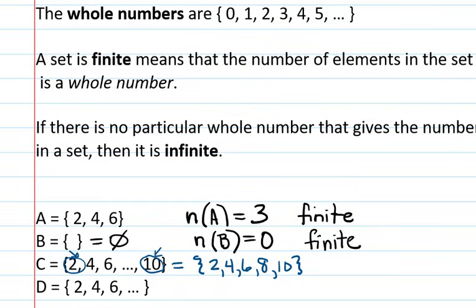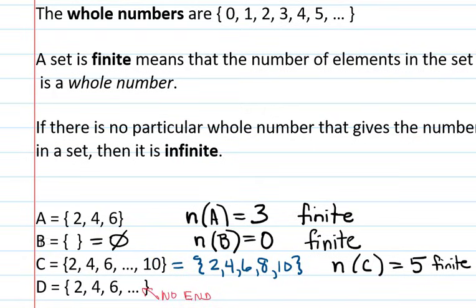Let's count how many elements are in the set C. We can see that there are 5 elements in the set C, or in other words, we could say that the cardinality of the set C is exactly the whole number 5. So that fits our definition again of being finite. Now let's look at set D.